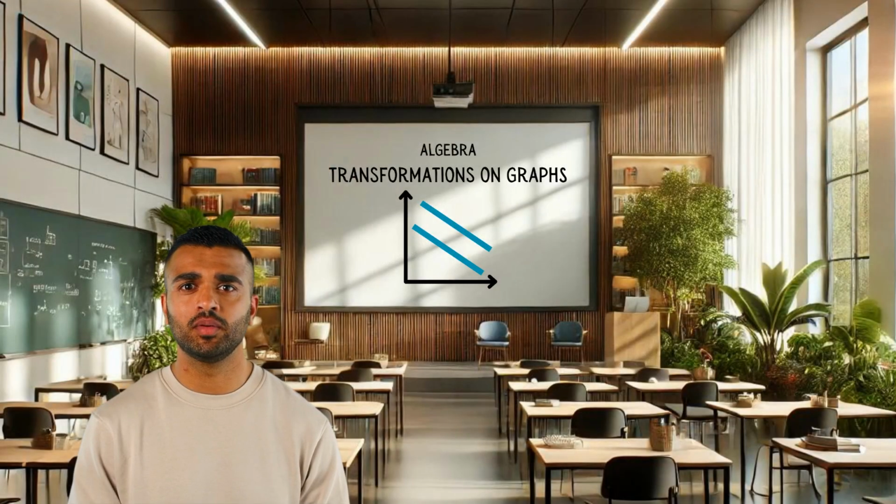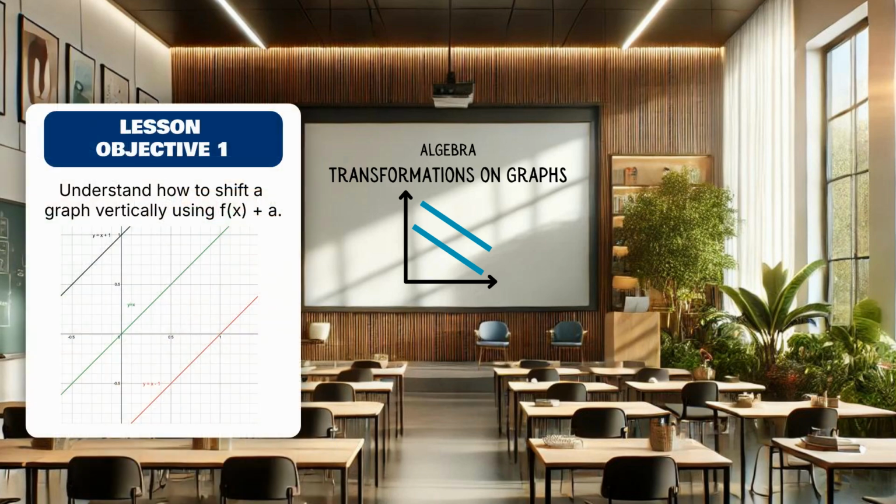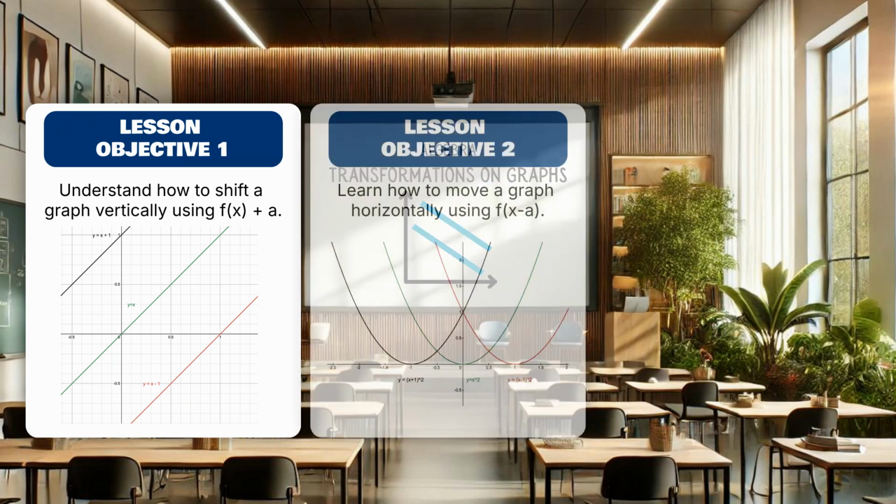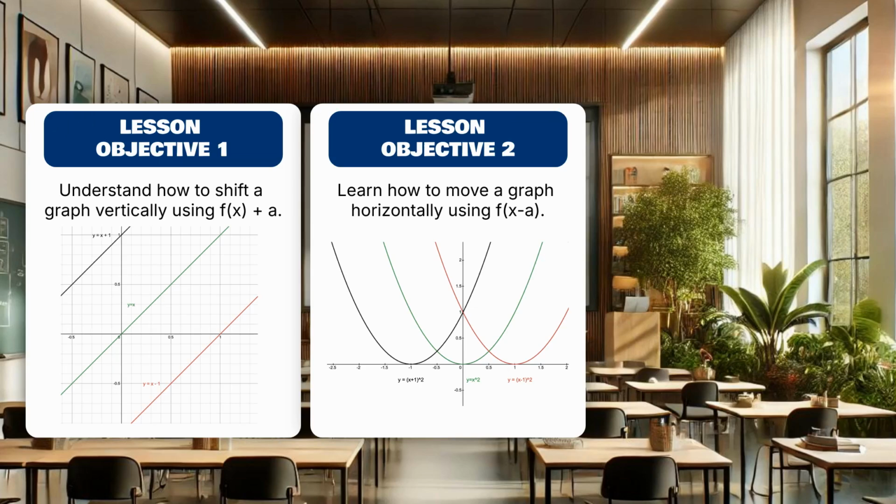In today's lesson, we explored the concept of graph transformations, focusing on 3 primary modifications: vertical shifts, horizontal shifts, and reflections. We began by understanding how adding a constant to a function, f of x plus a, shifts the graph vertically. If the constant is positive, the graph moves up, and if negative, it moves down. Next, we examined horizontal shifts using f of x minus a, where the graph moves right if a is positive and left if a is negative.